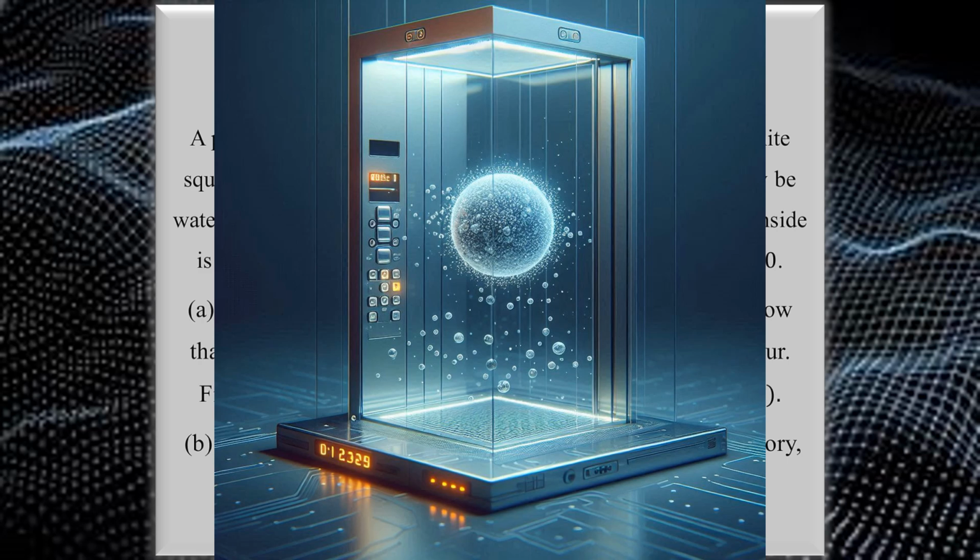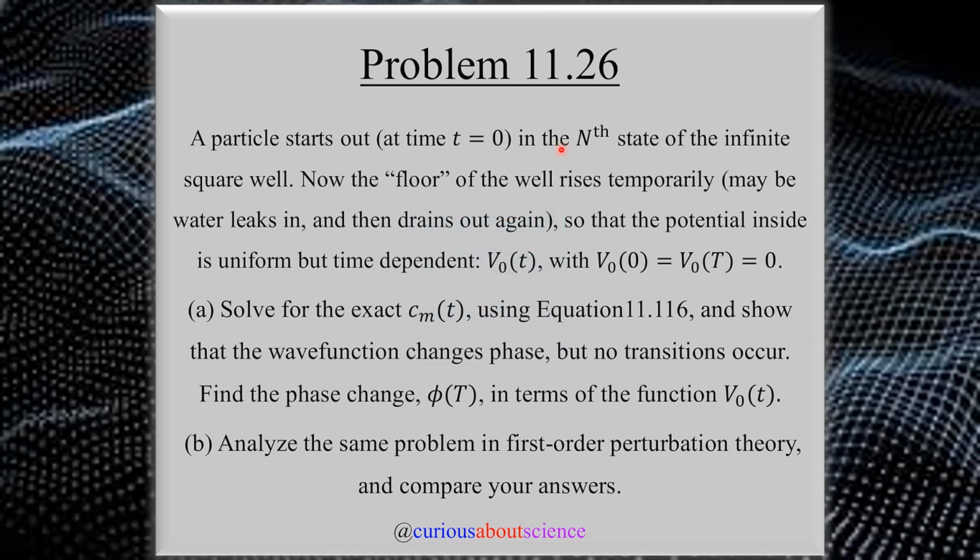The quantum elevator. When your energy floor rises, going up, see what happens when we give a quantum particle an unexpected lift in its infinite square well home. So in this problem, 11.26, we're tasked with a particle that starts out at time t equals 0 in the nth state of an infinite square well.